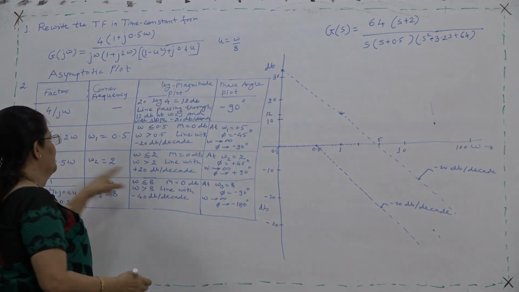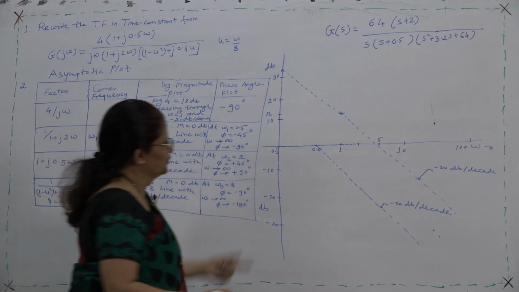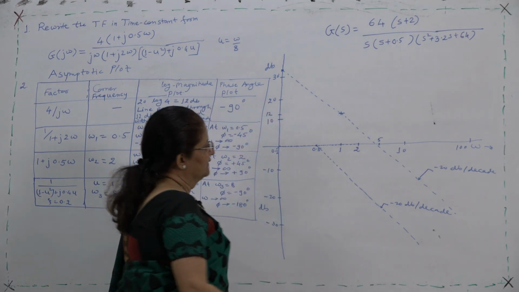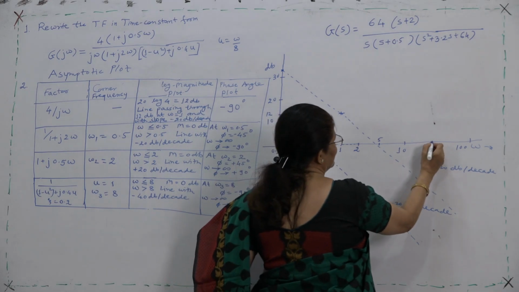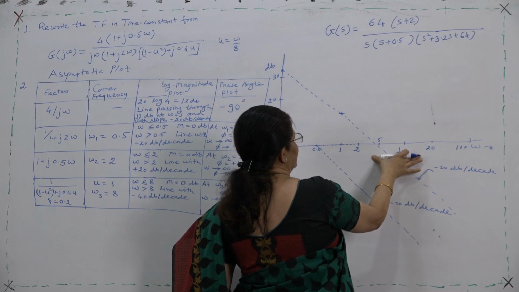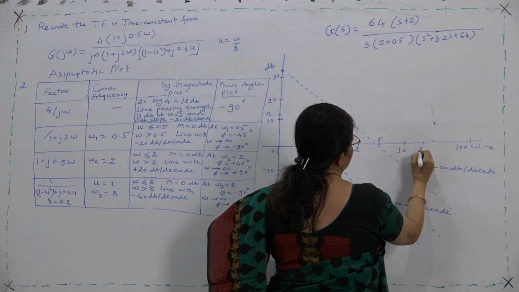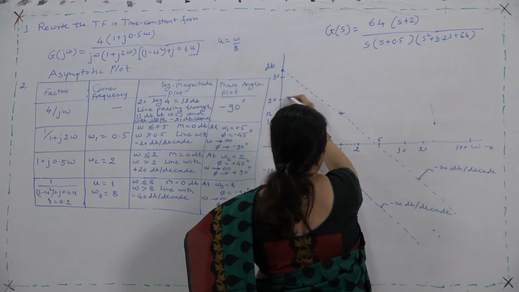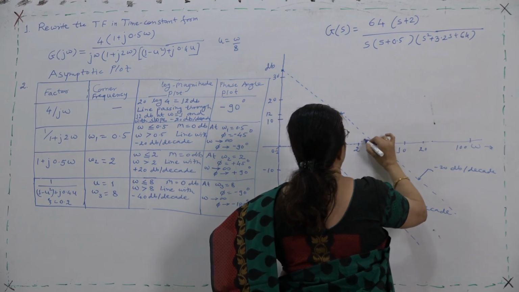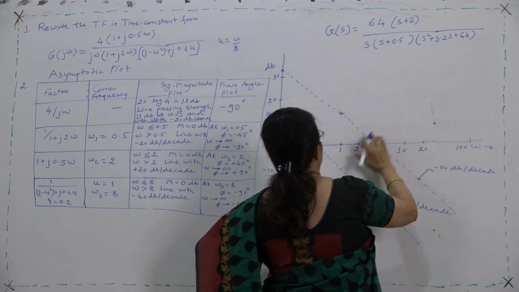Then plus 20 dB per decade for the frequencies greater than 2. So, this is 2. 1 decade means you consider the frequency where it is 20. So, this is 1 decade. Within 1 decade, the change is plus 20 dB. So, plus 20 dB here, and you draw the line. So, you take the proper scale and draw properly.